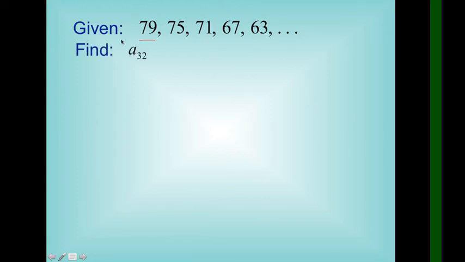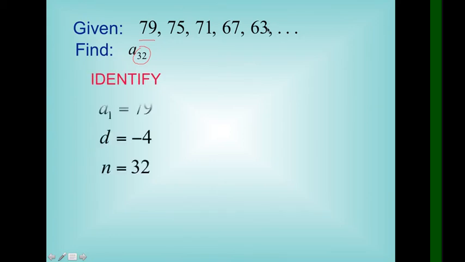So, find the a sub 32. We are looking for the nth term where n is equal to 32. So, which is the 32nd number? We have 1, 2, 3, 4, 5. Only 5 are given. What we need to find is the 32nd number. So, using the formula, let's identify the given. The a sub 1 is 79, d is equal to negative 4, and n is equal to 32.